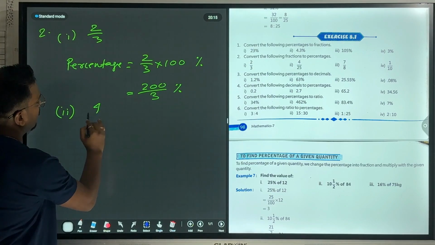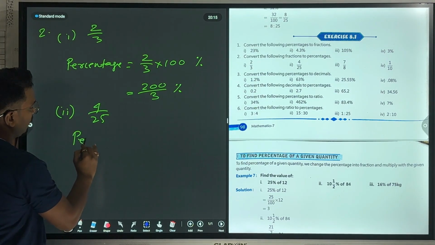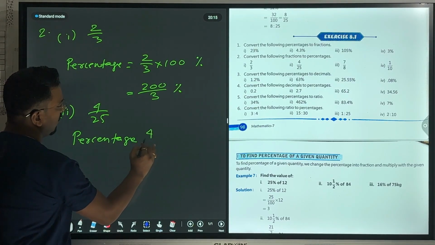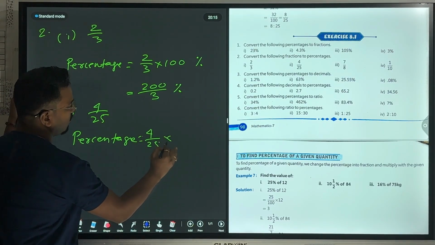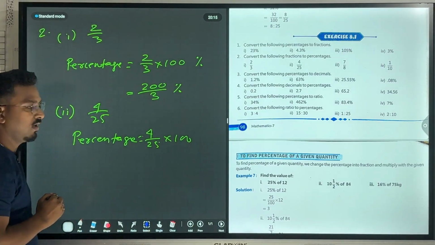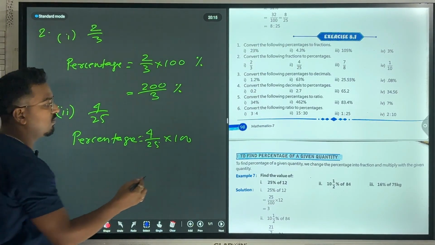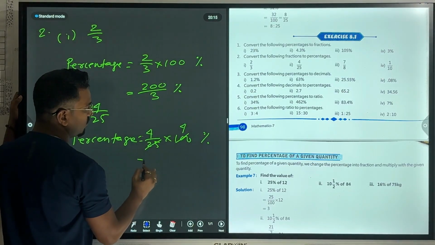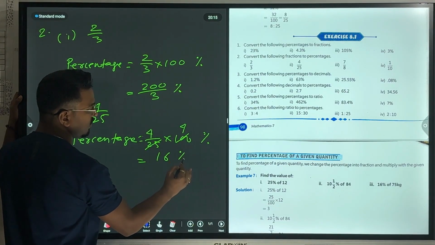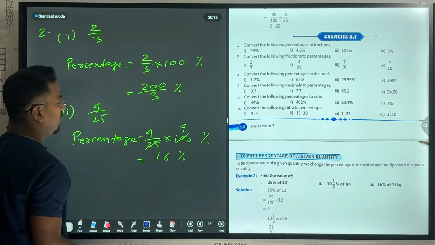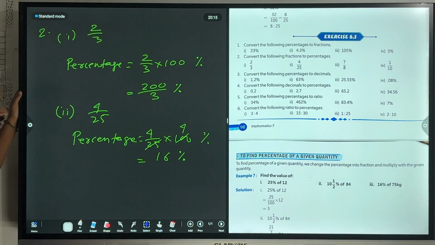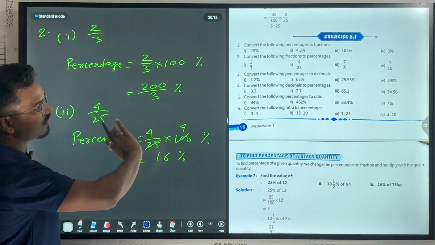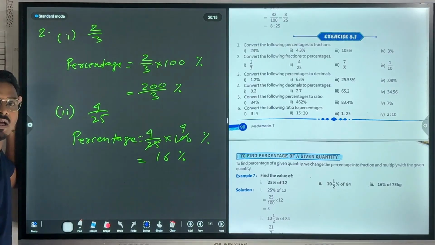Next one you see, next one is given 4 by 25. If you want to convert into percentage, then you have to multiply by 100. Okay. If you multiply by 100, it will be converted into percentage. So, 25 how many times? 25 4s are. So, 4 4s are 16. It is 16%. Okay. If you convert this fraction into percentage, then it will become 16%. Similarly, 3 and 4, they are simple, you can do it. You just multiply by 100.